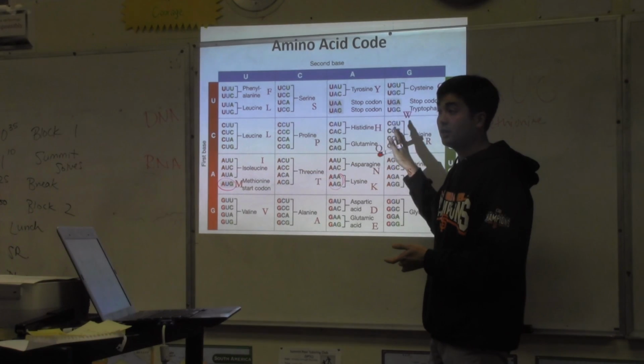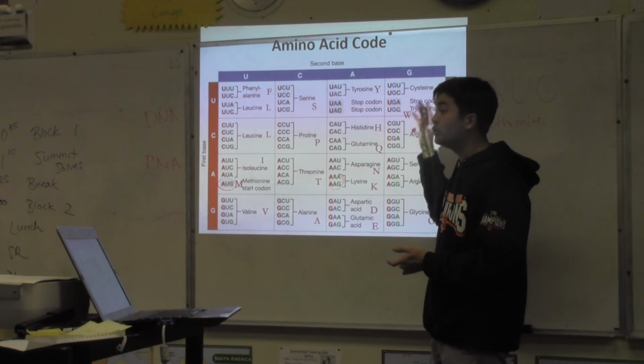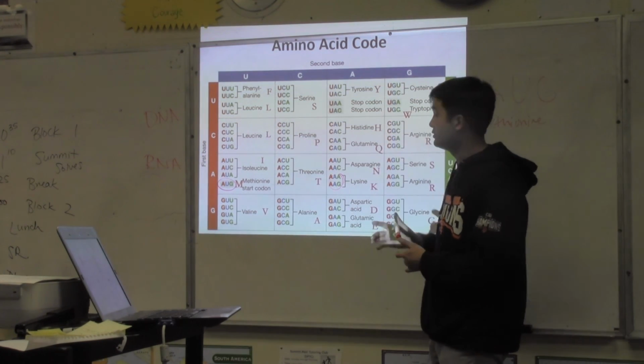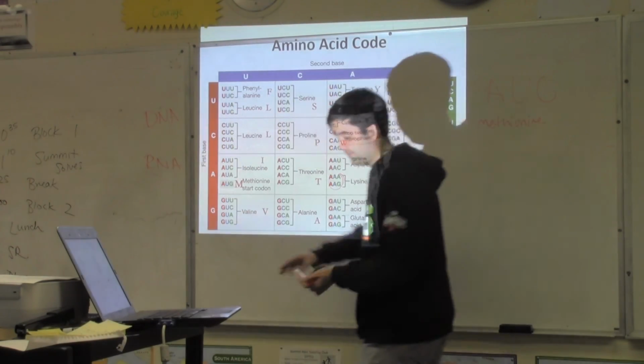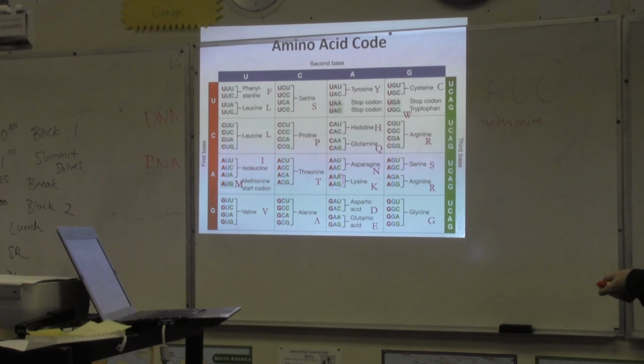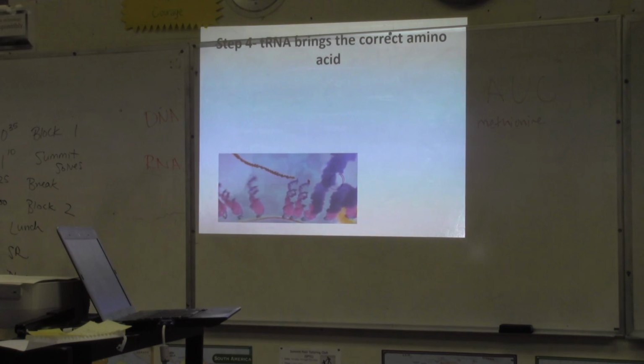Once again, you don't need to memorize this chart. You will always get this chart on a quiz when you need it. You just need to know how to use the chart. So make sure you know how to use it. All right, so this is the code that's inside the mRNA.